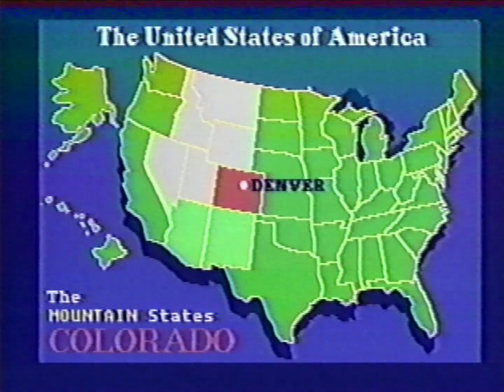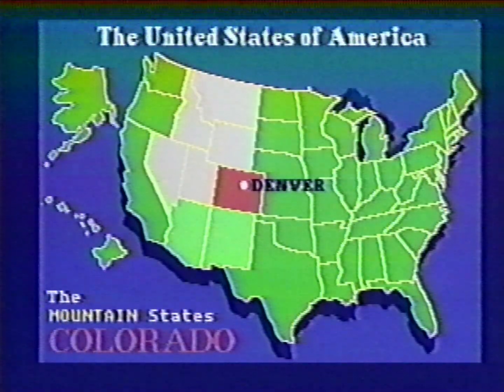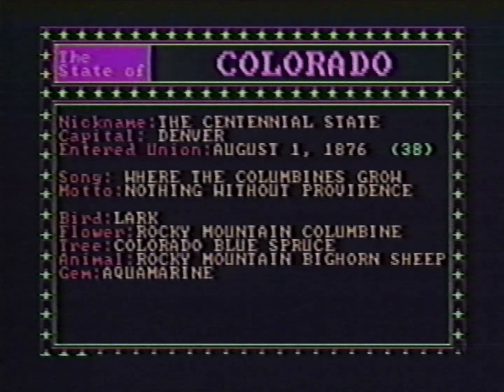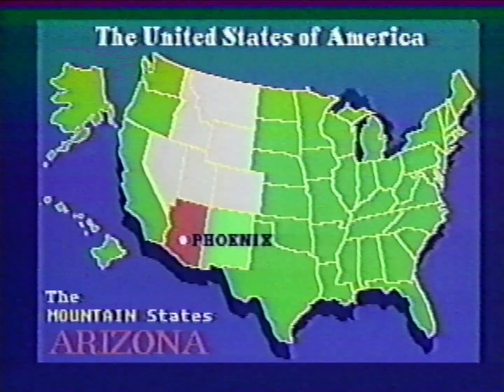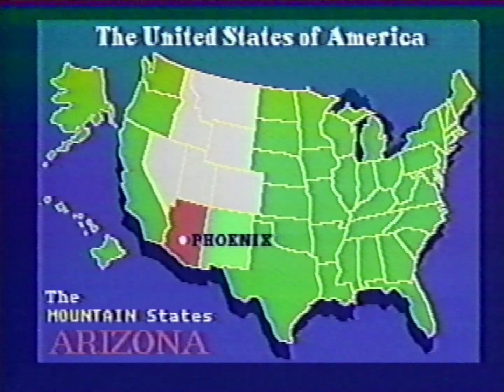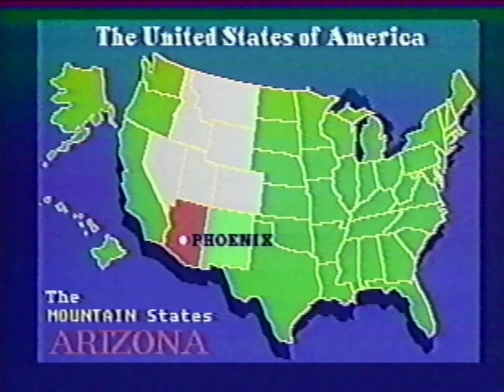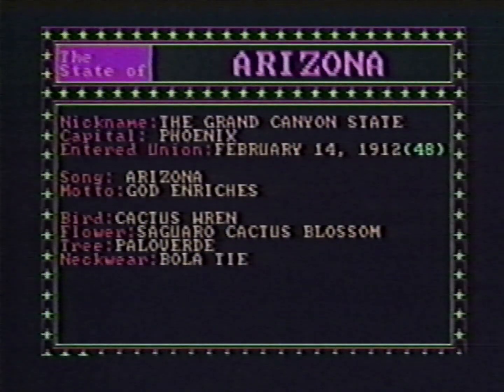The capital of Colorado is Denver. This state's name comes from the Spanish word Colorado, meaning red or reddish-brown. The capital of Arizona is Phoenix. Arizona's name comes from the Pima or Papago Indian word Arizonac, meaning place of small springs.